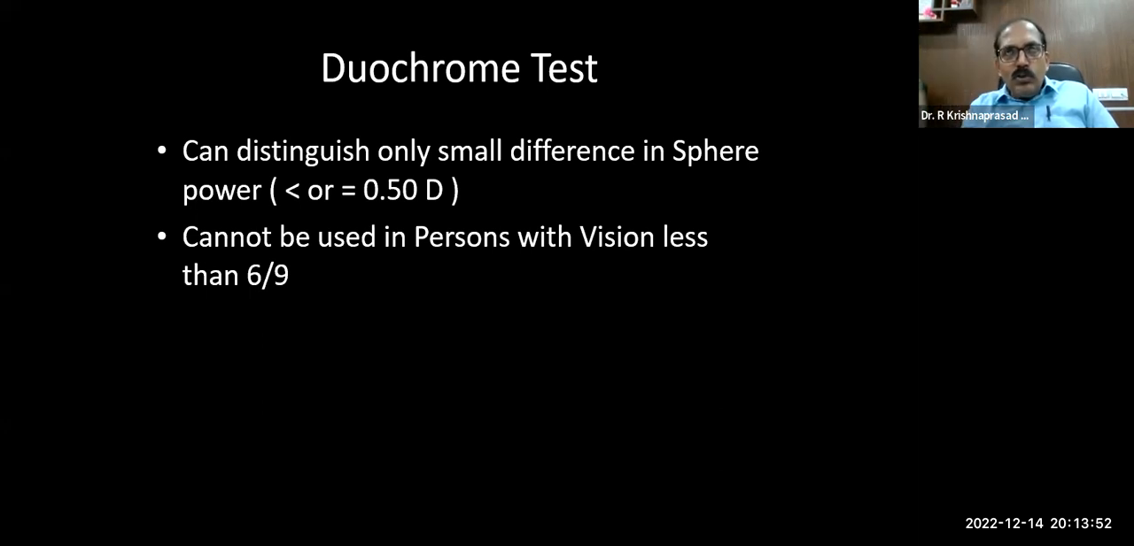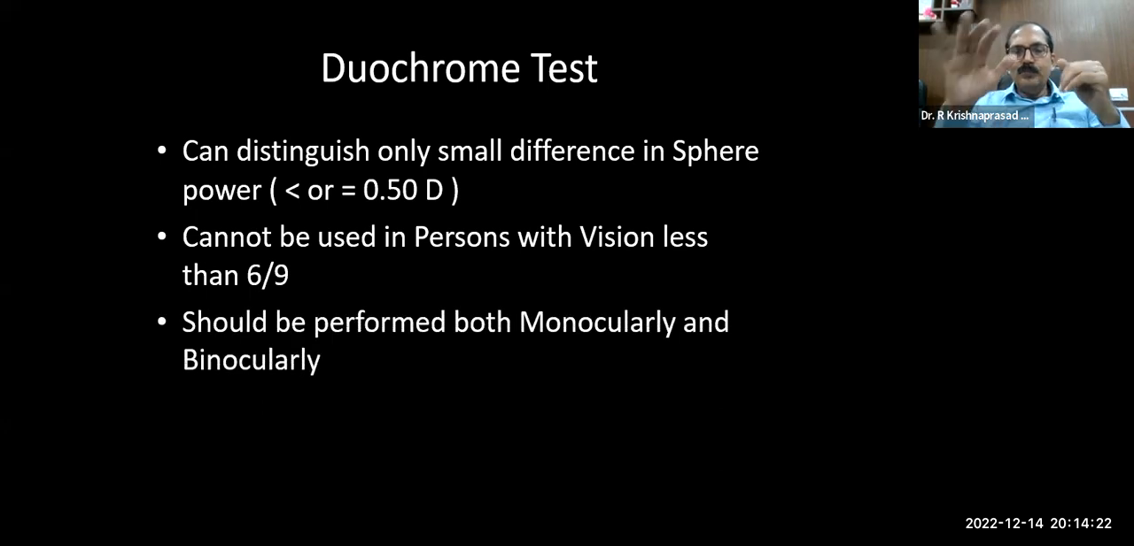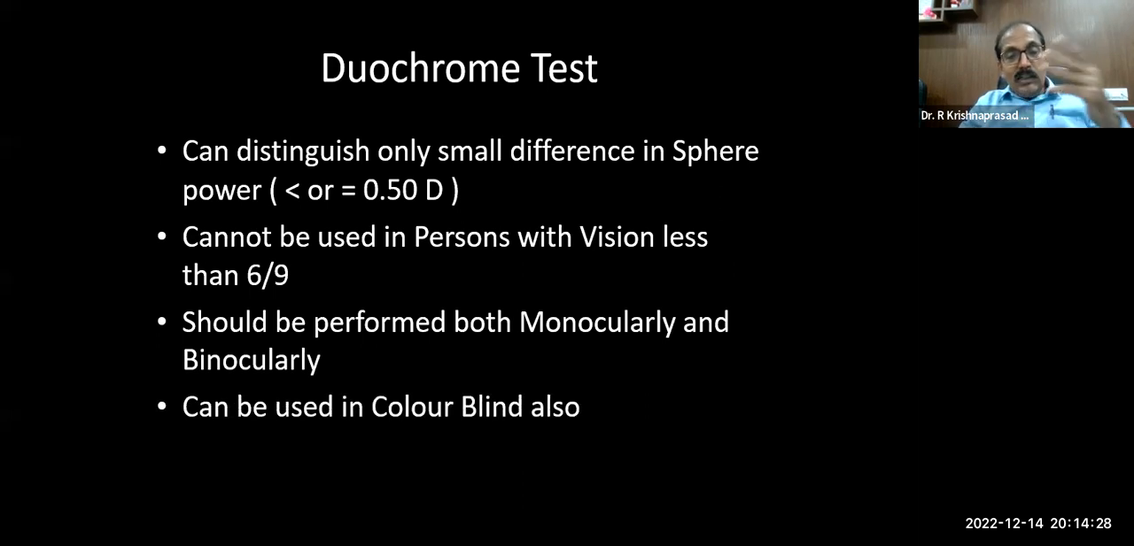So what we saw before was, we actually use the astigmatic dial to refine the cylinder axis. Okay, and we use the binocular balance to see that accommodation is equal and symmetrical. And now duochrome test is to refine the power of the sphere. It is to refine the sphere. Okay, and it cannot be used in persons with a vision less than 6/9. If somebody has got a 6/36 vision, you can't use duochrome test very satisfactorily. We can use it with both eyes open or occluding one eye. It can be used in the color blind also, because it is not the actual color discrimination.